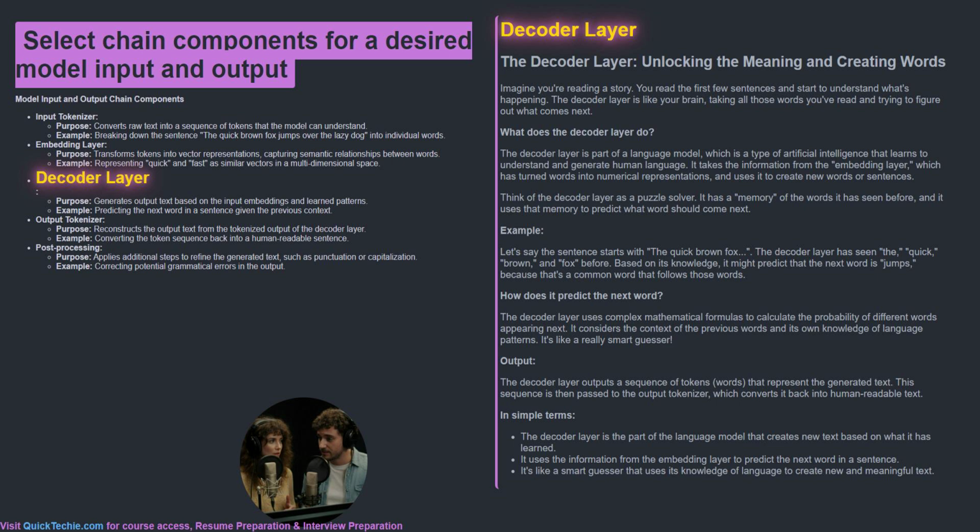In simple terms, the decoder layer is the part of the language model that creates new text based on what it has learned. It uses the information from the embedding layer to predict the next word in a sentence. It's like a smart guesser that uses its knowledge of language to create new and meaningful text.